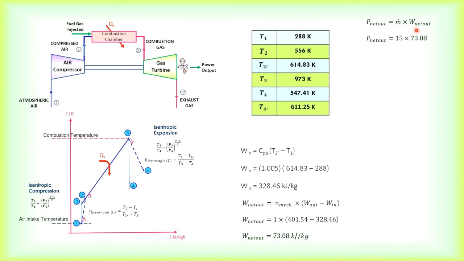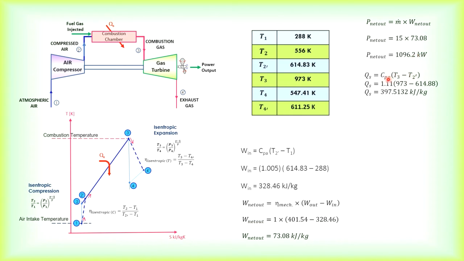So net power is m dot times net work. The m dot is given in the question, 15 kg per second. The power is in kilowatts, which is also kilojoules per second. You have the work in kilojoules per kg, multiplied by kg per second, so you get kilojoules per second. That's the net power output.